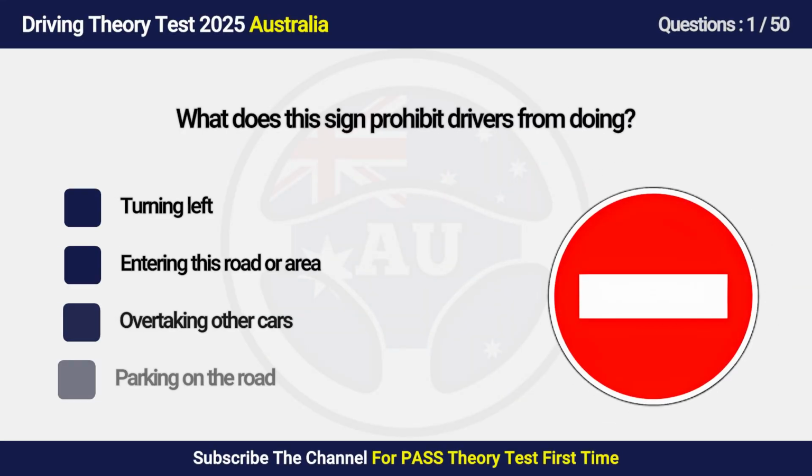Question 1. What does this sign prohibit drivers from doing? A. Turning left. B. Entering this road or area. C. Overtaking other cars. D. Parking on the road.